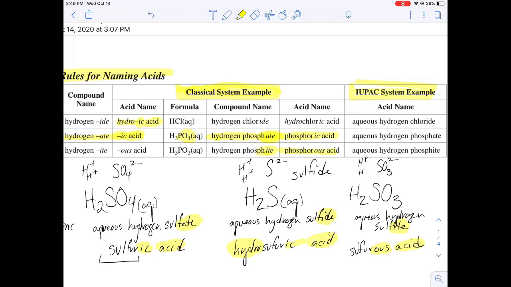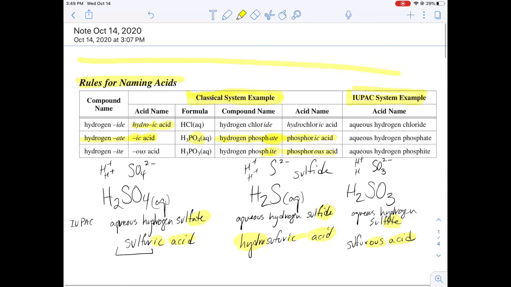So we always kind of use the anion name to help figure out what the acid name is. If it ends in IDE, it goes hydro-ic acid. If it ends in ATE, it's ic acid. And if it ends in ITE, it'll be ous acid. And the convenient thing is we get this table in our data booklet. So as long as you know how to read it and figure it out, you'll be able to apply it to any acid scenario.